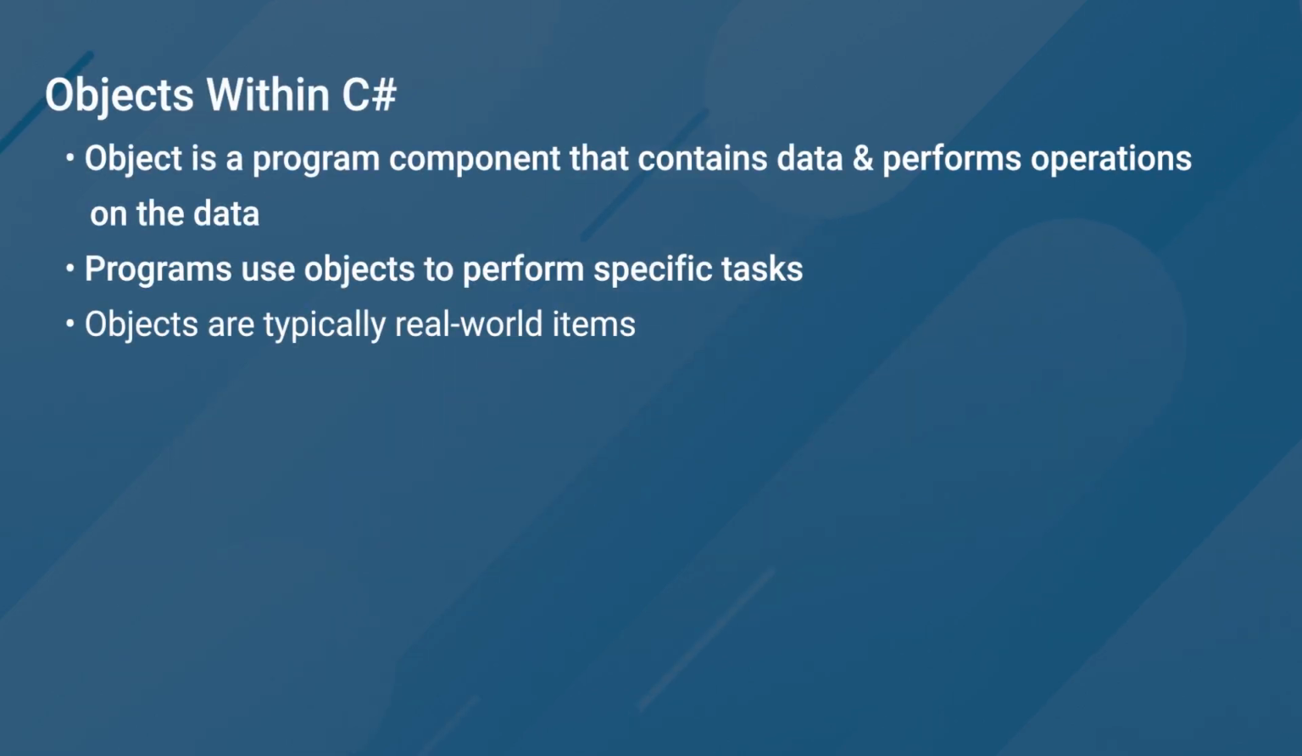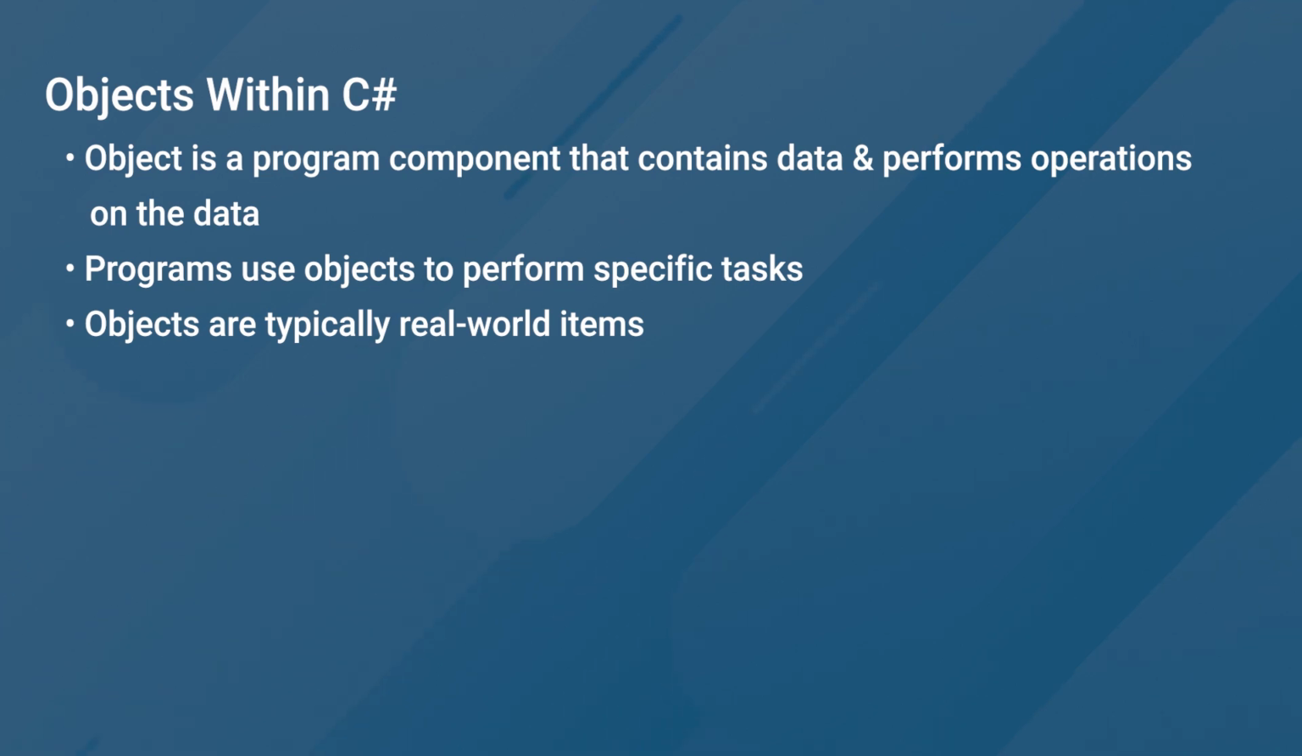What is an object within C# programming? In a nutshell, an object is a program component that contains data and performs operations on the data. Programs use objects to perform specific tasks. Objects are typically real-world items. Sometimes you can touch the objects, sometimes you cannot. To explain this concept in a practical way, we should start exploring within programming.